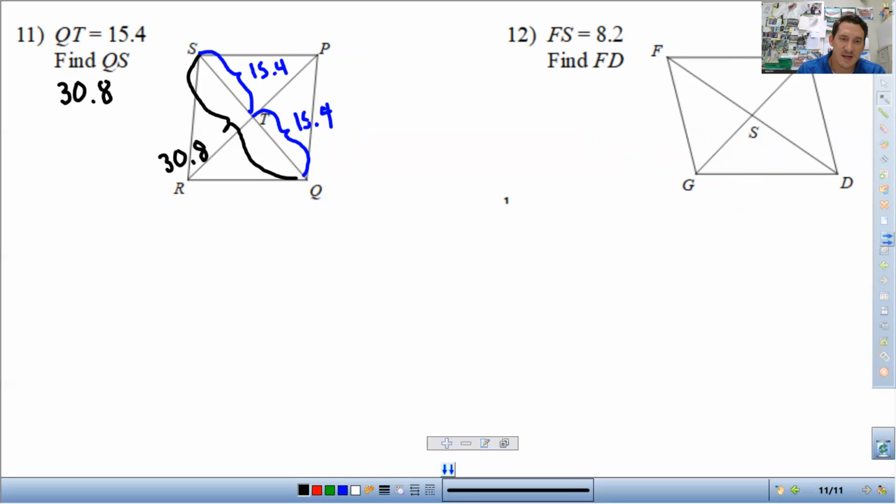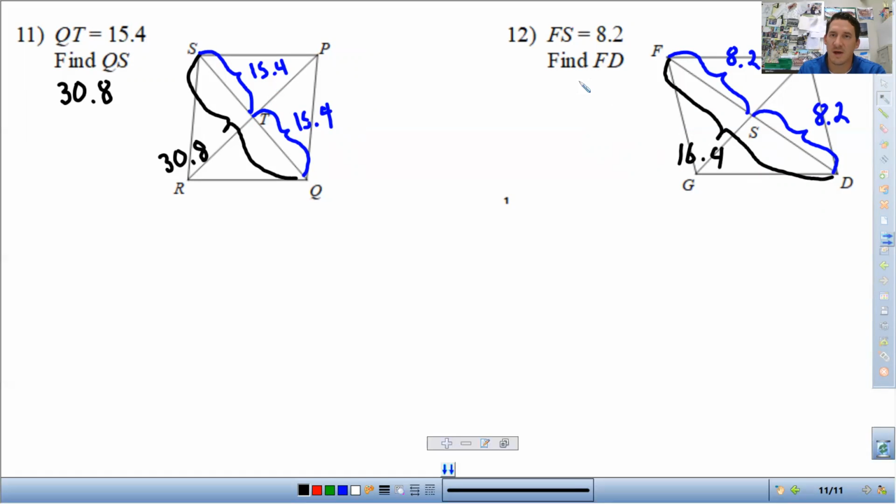And the last one is the same thing as that. So FS, F to S is 8.2, and we are looking for F to D. Again, you know that S to D is the same as F to S, so this is also 8.2. So you do 8.2 plus 8.2, that's 16.4. So F to D is 16.4.